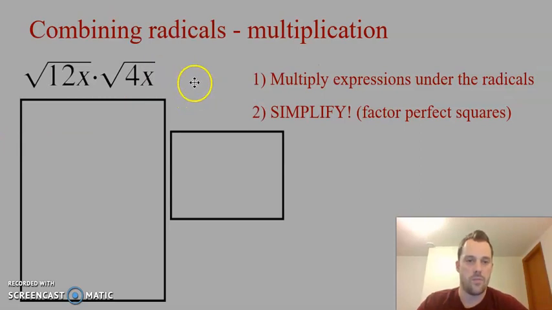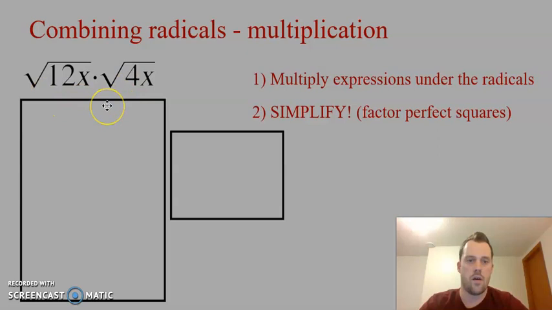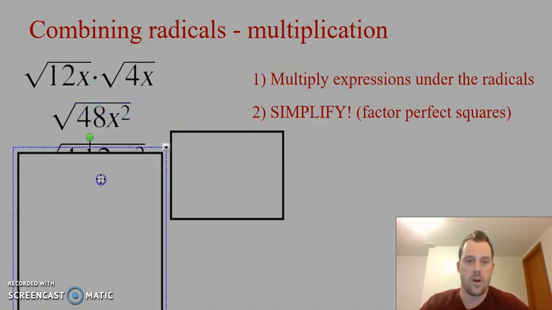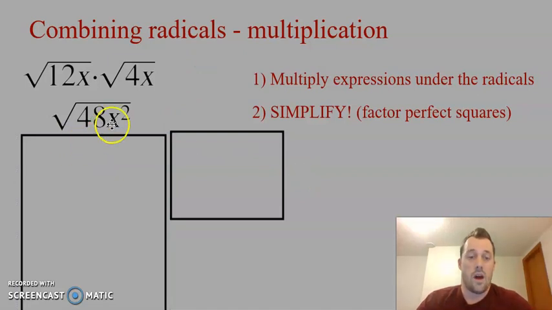Our last example here, give these a try, and I threw variables in there again. So if those throw you off, do it with just the numbers first, and then try the x's separately, and then maybe combine your answers. So I know that we have to multiply 12x times 4x, and we get 48x squared. Well, now I'm looking for perfect squares.